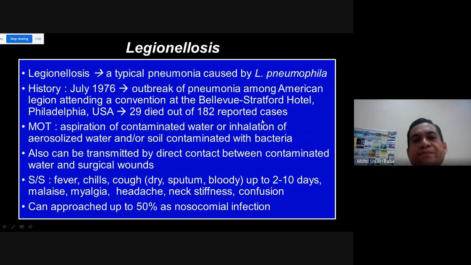So here, 182 reported cases di kalangan tentera-tentera Amerika yang berkumpul yang attend convention ni di Bellevue Stratford Hotel Philadelphia ni, 29 orang mati. Alright, daripada 182 orang yang reported cases, daripada yang hadir sebenarnya ramai, mungkin beratus-ratus lagi, tetapi reported case 182, 29 orang mati.